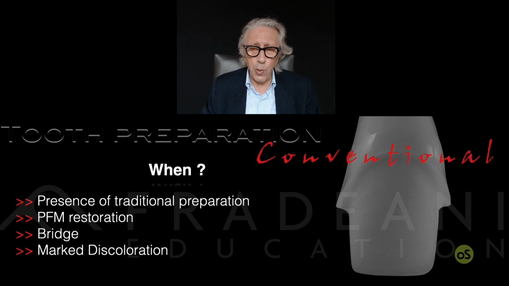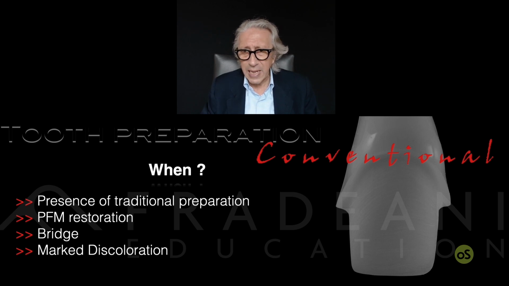So when conventional, or when do we use the innovative? Conventional, when you have the presence of an already traditional preparation. As I said, I remove the crown, I see that there is already a preparation made in the traditional way, conventional way, with a big shoulder, maybe a big chamfer. And then, if you have to use porcelain fused to metal, as we said, when you have to do a bridge, it's very complicated to have a good parallelism without touching and inclining more the axial walls.